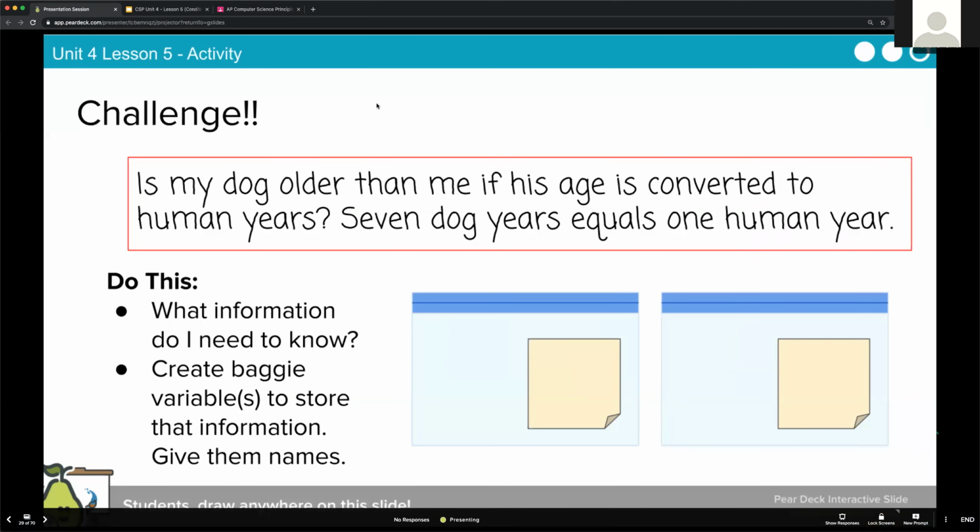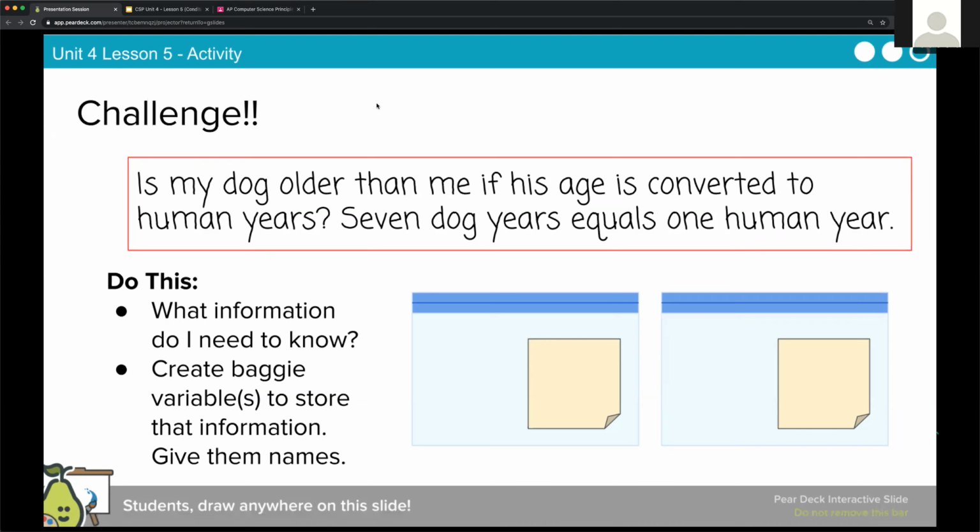Okay, here's our challenge. Again, we have a question we want to answer, and we need 2 pieces of information. The question is, is my dog older than me if his age is converted to human years? If you don't know, basically they say that 7 dog years equals 1 human year.